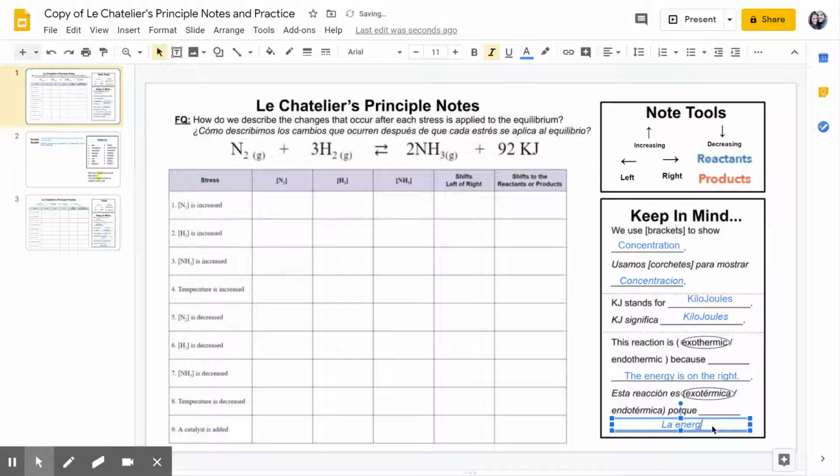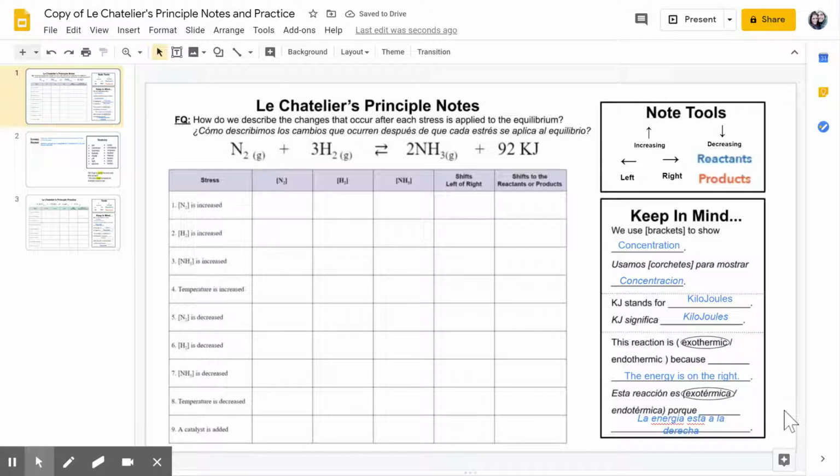Porque la energía está a la derecha. So now that we know that these brackets mean concentration, that the kJ stands for kilojoules, which is a measurement of energy, and that this reaction is exothermic because the energy is on the right, it is a product, so that means it is exiting, we can now use these clues to help us decide if the reaction is going to shift to the left or to the right, depending on how we stress this reaction out.